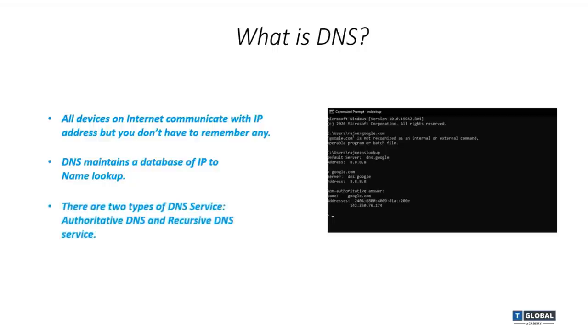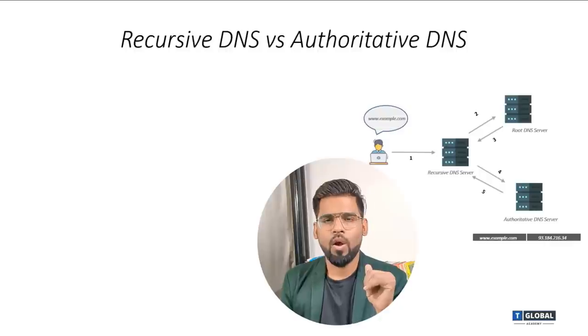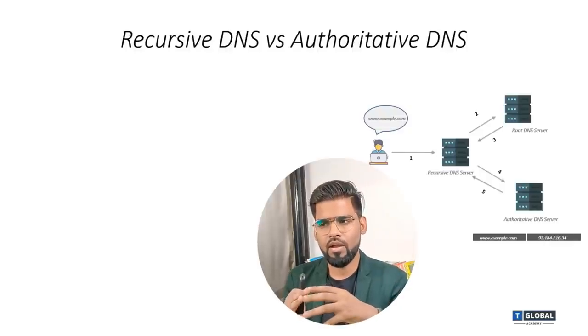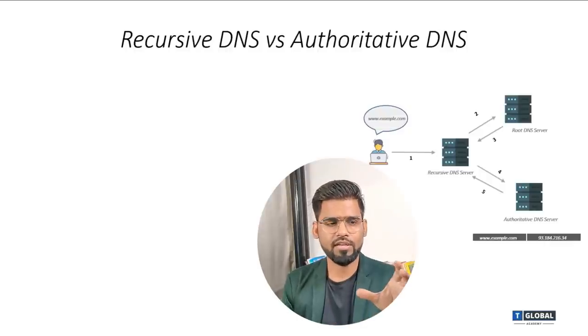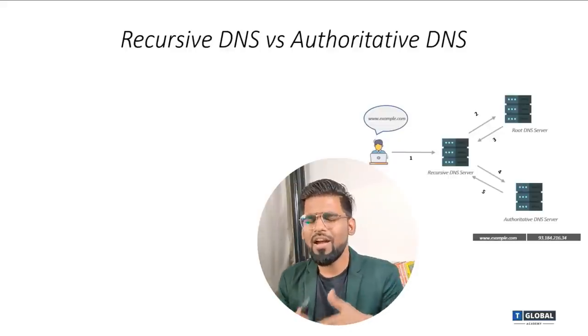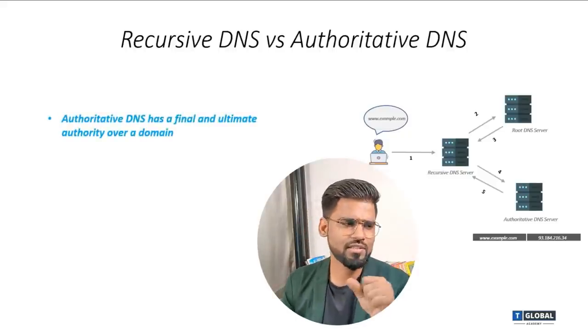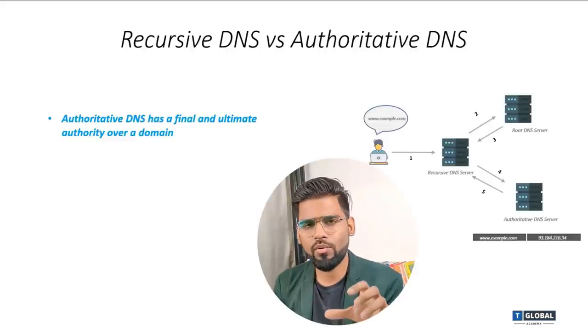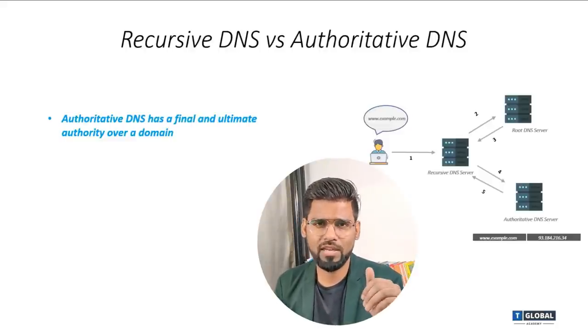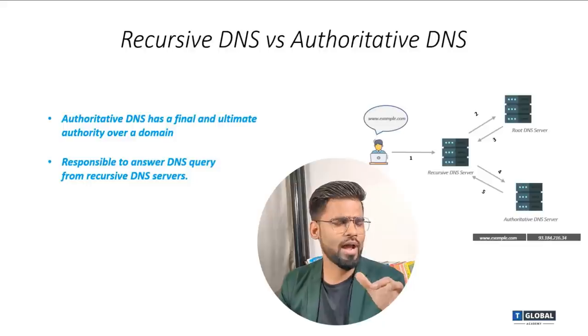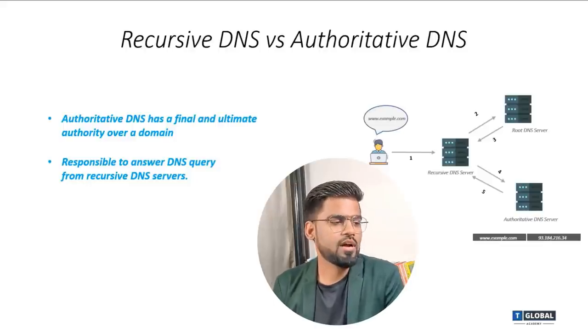In that context, there are two kinds of DNS services: authoritative DNS services and recursive DNS services. Authoritative DNS is the ultimate owner of that website or name, the one who holds the name to IP address lookup. Recursive is the intermediary. I'll tell you how that works. Authoritative DNS has the final and ultimate authority over your domain or website name itself, and is responsible for answering the DNS queries from the recursive DNS servers.